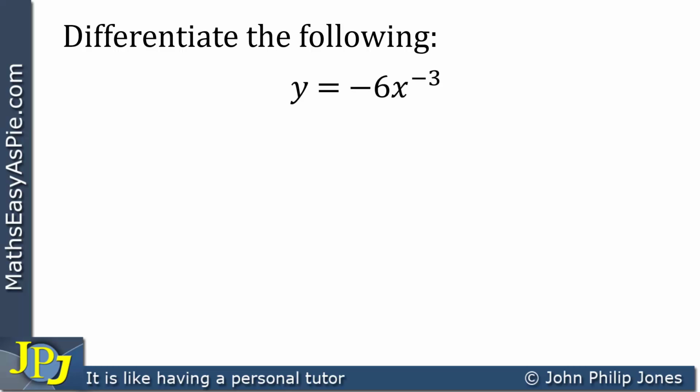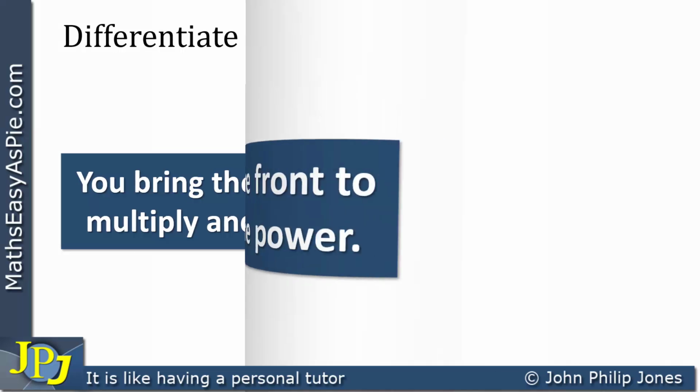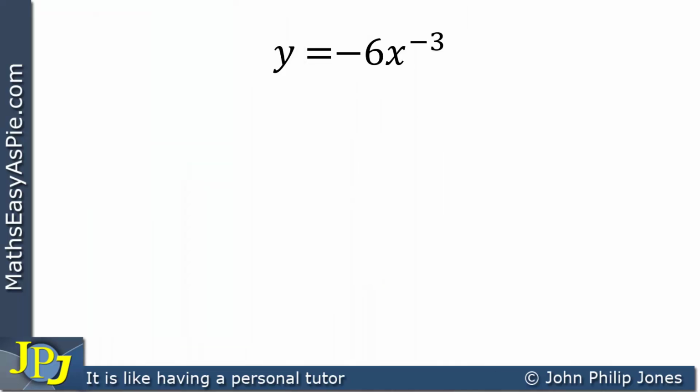Differentiate the following. y equals minus 6x to the power minus 3. We need to remember this. You bring the power down to the front to multiply and subtract 1 from the power. So let's take this on to the next slide where we have y equals minus 6x to the minus 3.